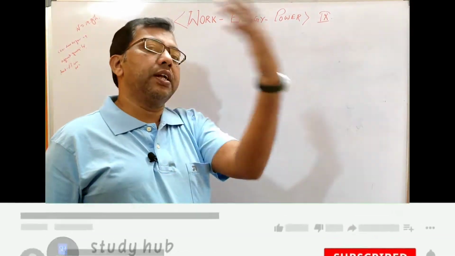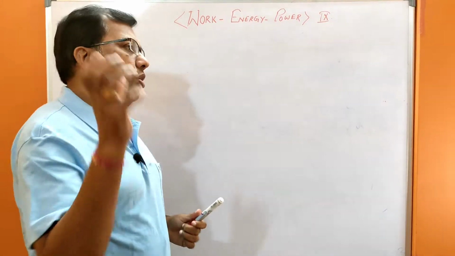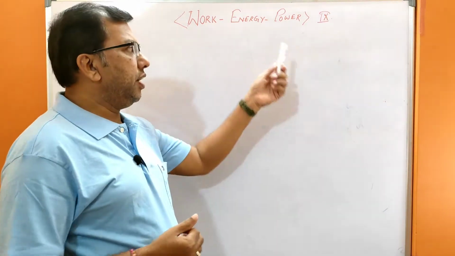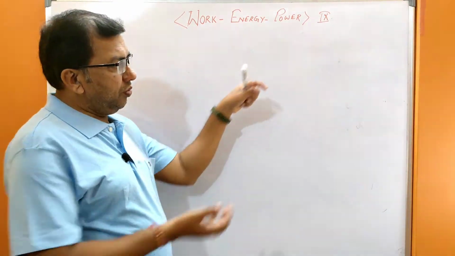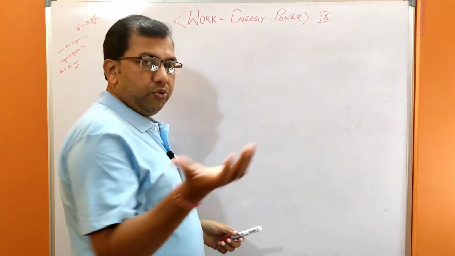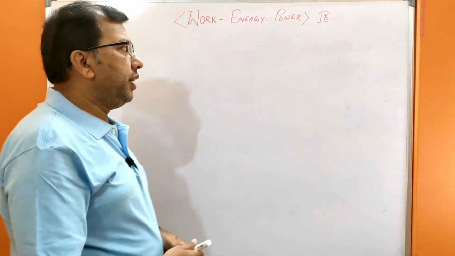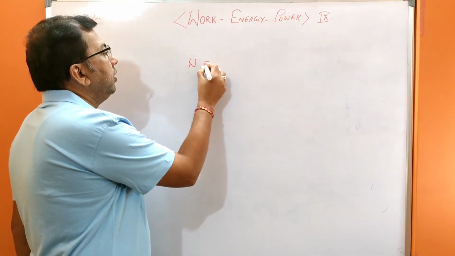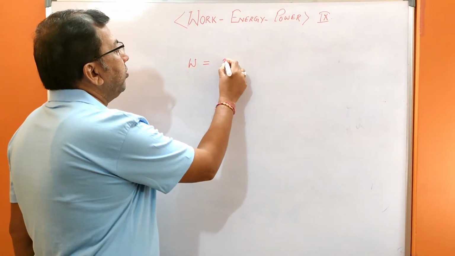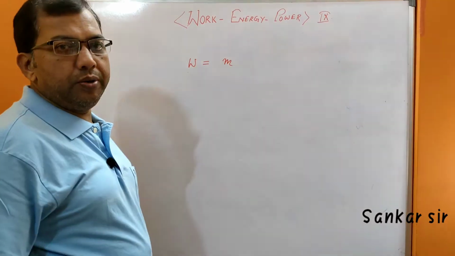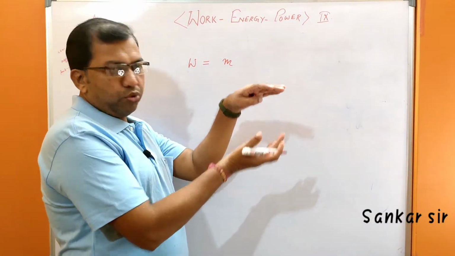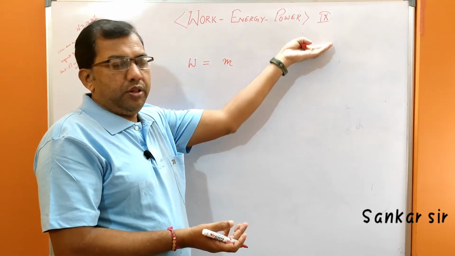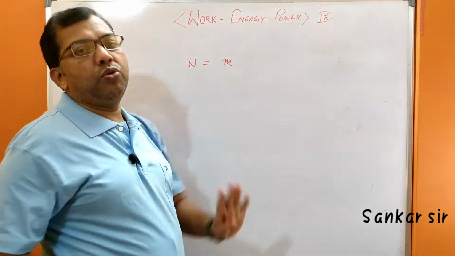When work is done against gravity, what formula is used? W equals Fs is not for work against gravity. Suppose you are doing work against gravity. In that case, work done equals the product of the weight of the body and the height it is lifted. That is the work done.